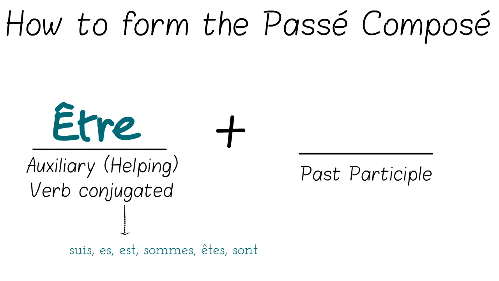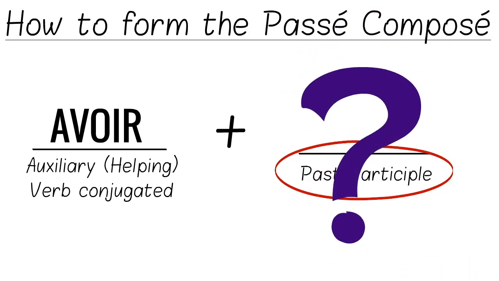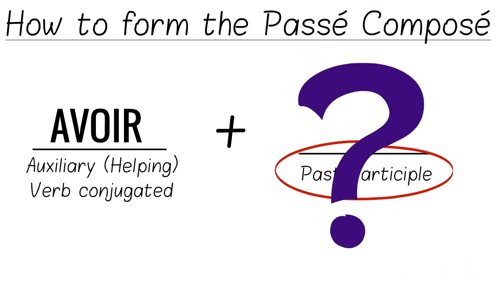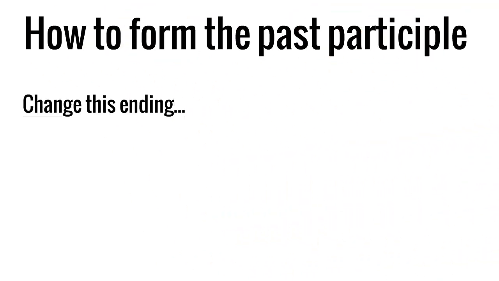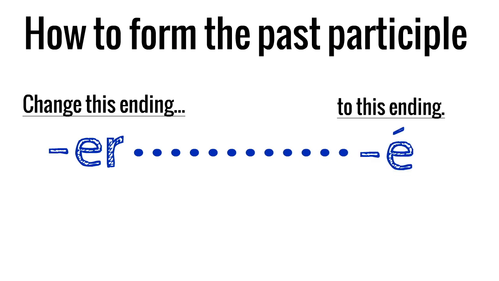We'll be working with avoir since A, almost all verbs use it, and B, it's actually the simpler of the two rule-wise. So all that's left is this past participle. In order to form that, you change the infinitive endings as follows. Drop ER endings and give those an E accent aigu instead. That means that from left to right, the accent goes up, not down.